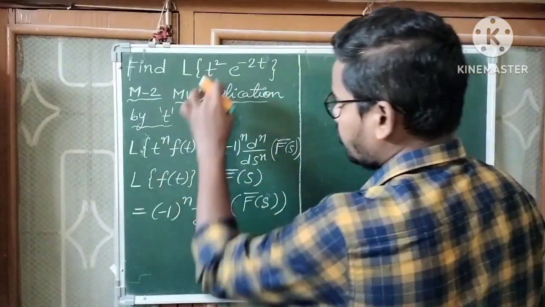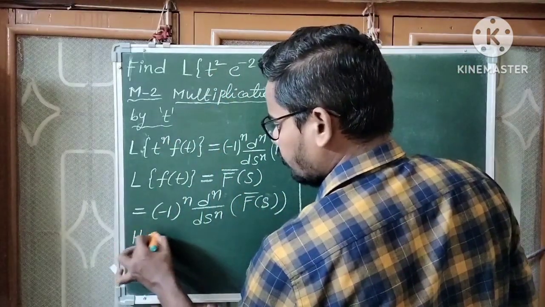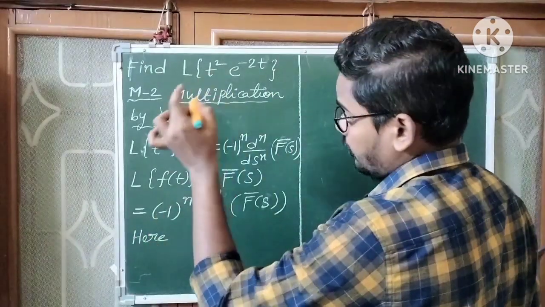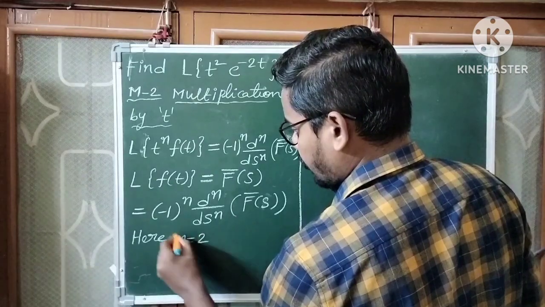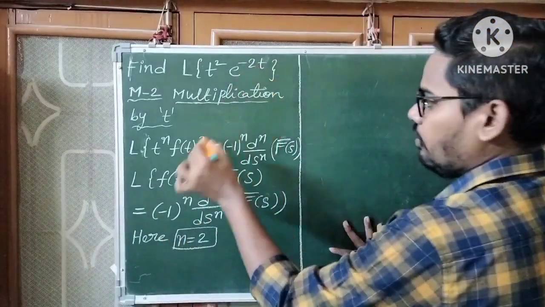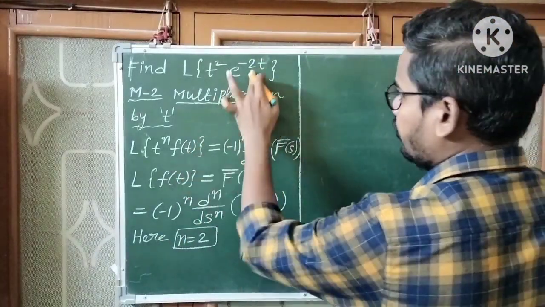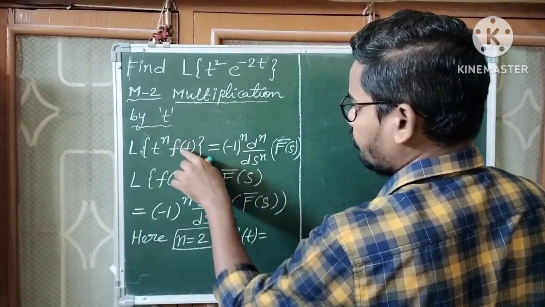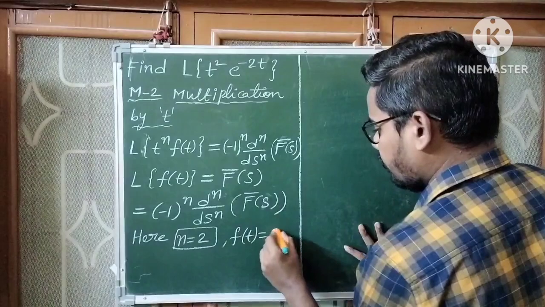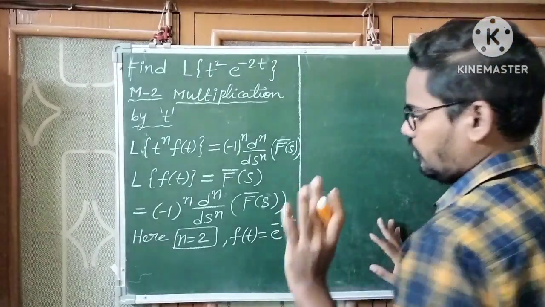Now here n is equal to what? As usual, similar to method 1, n is equal to 2. And what about f of t? If you compare, in place of f of t here we have e power minus 2t.